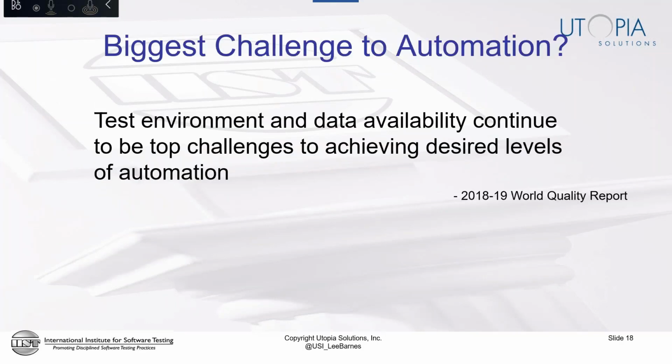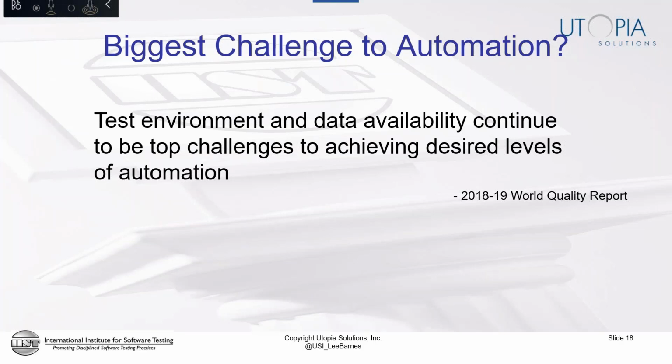So again, if we look at last year's World Quality Report, we see that test environment and data availability are the top challenges to successful test automation. And this has been true, I think, for quite a while. We can do a great job of figuring out which test suites we need, and which tests we need in those test suites, and then build great, efficient, effective frameworks to execute them. But if we don't have stable environments and data, it's not going to matter, right?